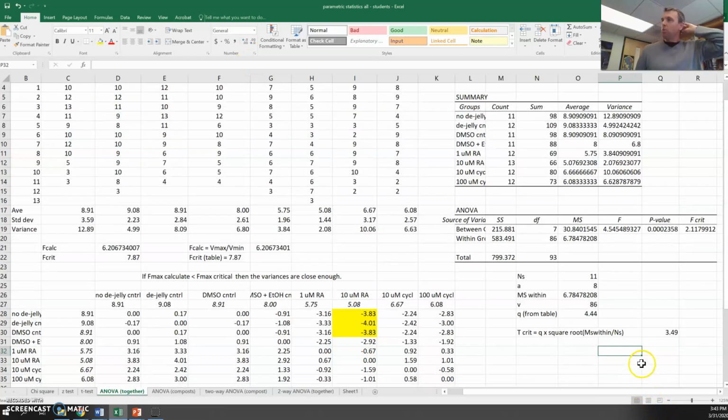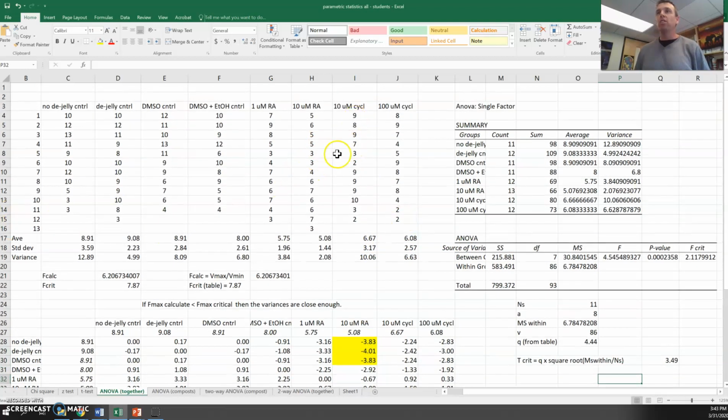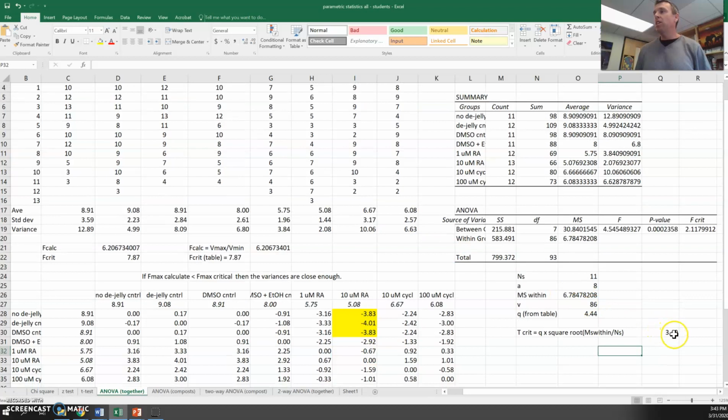What does this mean? Well, this means that I have a minimum difference between my groups of 3.49 to call it significant. If I look at these two means here, remember, these are lengths of axolotls. This one's been exposed to 10 micromolar cyclopamine, this one to 100 micromolar cyclopamine. These are the mean lengths. I'm going to have a difference of nearly 0.6 here, but that is not nearly enough to be considered a significant difference with all of this data, the variation in mind. So those two groups would not be significant.